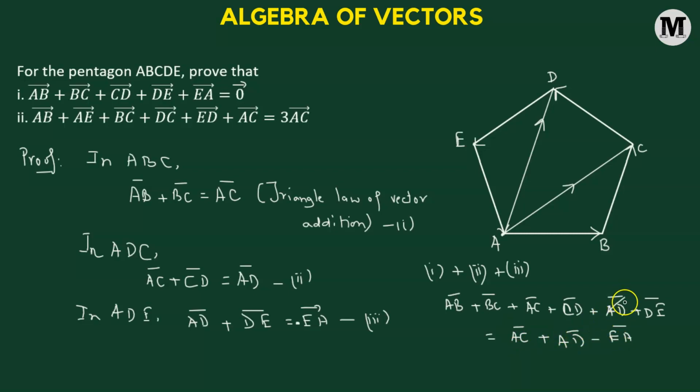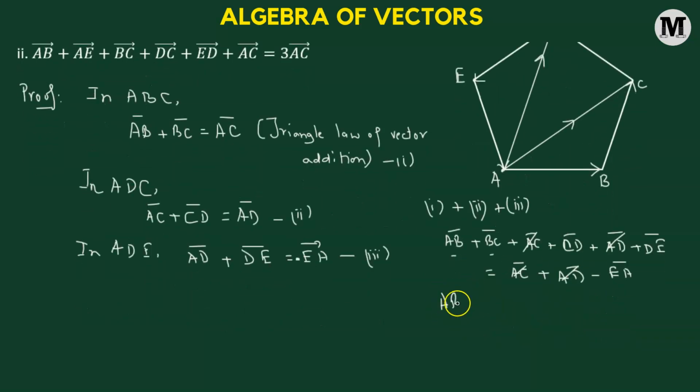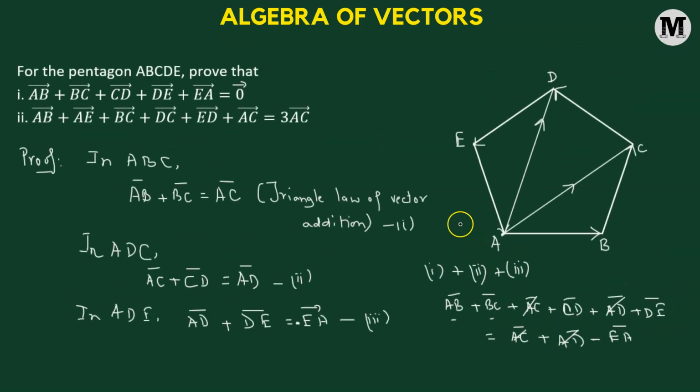Now here we can cancel out AD vector from both sides, and we can also cancel out AC vector from both sides, and this is going to leave us with AB vector plus BC vector. So let's write it down. We have AB vector plus BC vector plus CD vector plus DE vector, plus, we transpose negative EA vector to the left hand side to get positive EA vector, and this will be equal to 0. But since we are adding vectors, this has to be a 0 vector, and we have shown that for a pentagon ABCDE, AB vector plus BC vector plus CD vector plus DE vector plus EA vector sums up to give us a 0 vector.